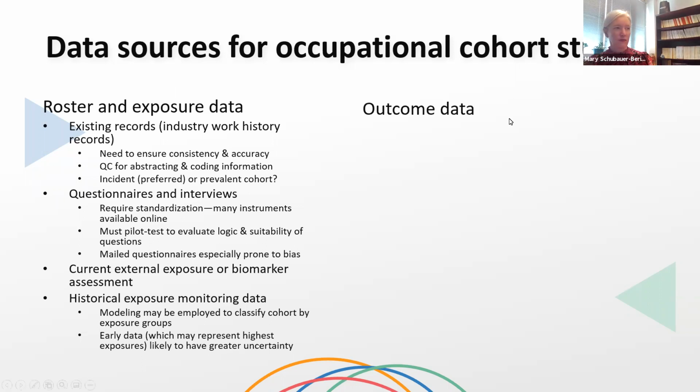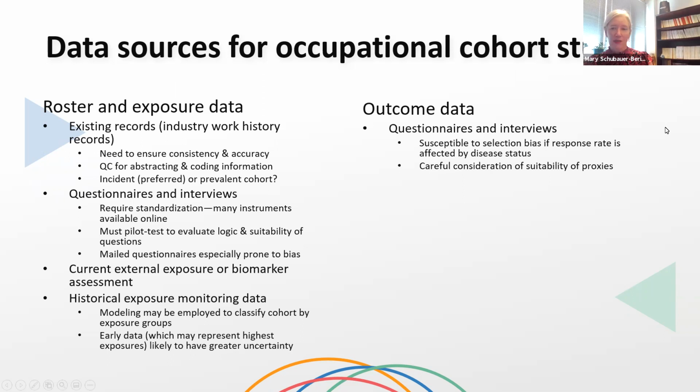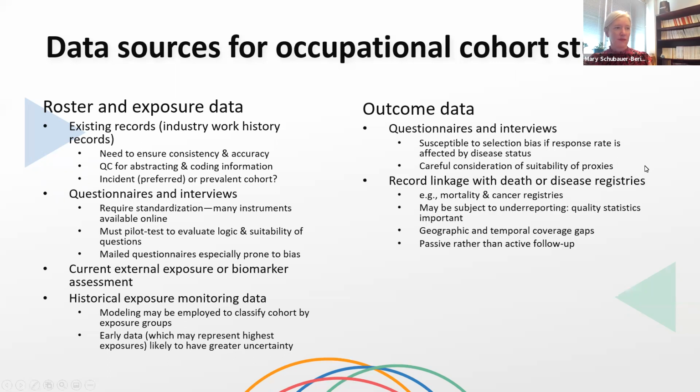Outcome data can also be obtained by questionnaires and interviews, and these are susceptible to selection bias if the response rate is affected by disease status, as I mentioned. Proxies can be used to help avoid this. However, the proxies may themselves not be suitable. They may not remember exposure very well, and this can lead to further bias in exposure estimation.